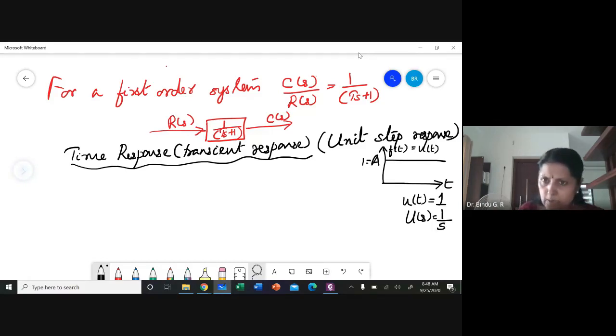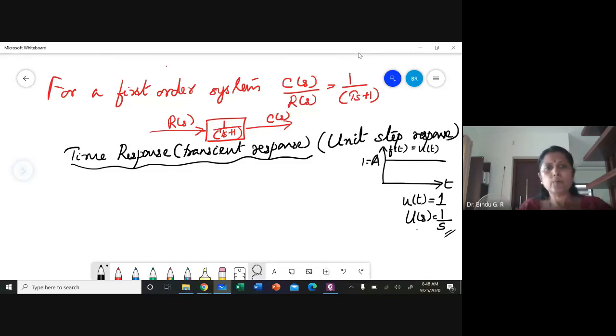Any doubt till now? I'll give you one second. Anyone, if you want any clarifications, you can ask. Is this much clear? This is the Laplace transform of the unit step.